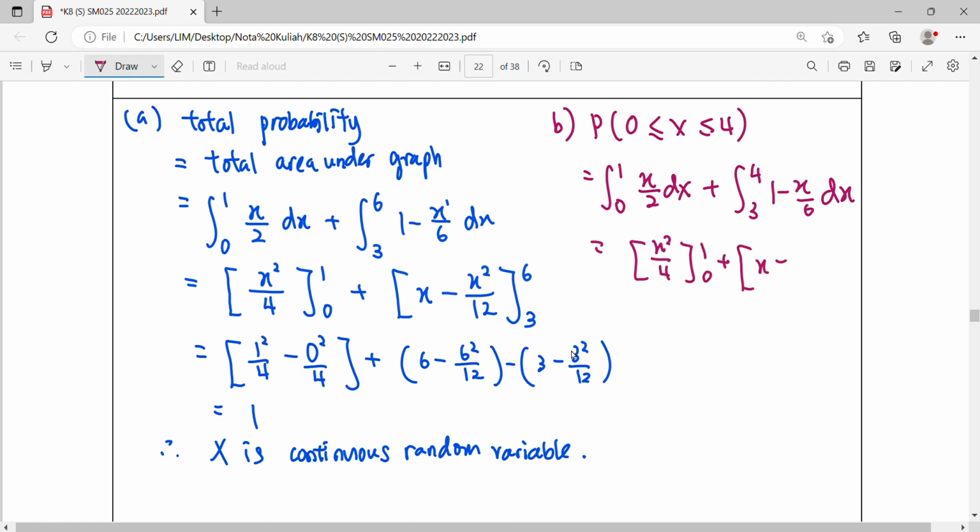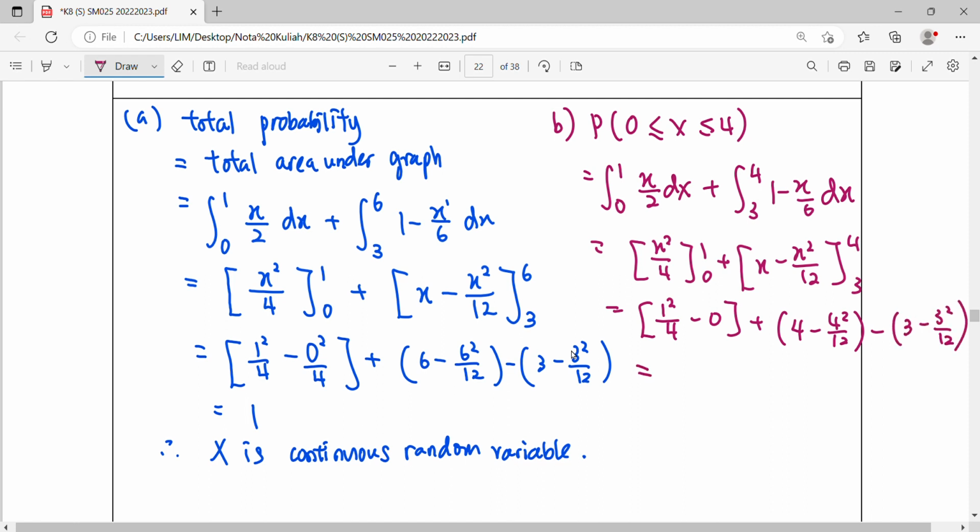Integrate 1, we get constant. So integrate x over 6, we get x squared over 12. Then we do upper limit minus lower limit. So always be careful when you're doing probability, your answer suppose logically must be in between 0 and 1. Secara logiknya. Kalau kira-kira dah lebih daripada 1 ataupun kira-kira dapat negatif, itu sudah tak logik. Itu bukan lagi probability dah.